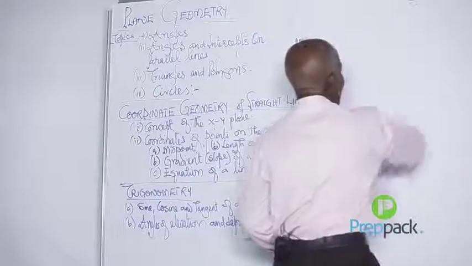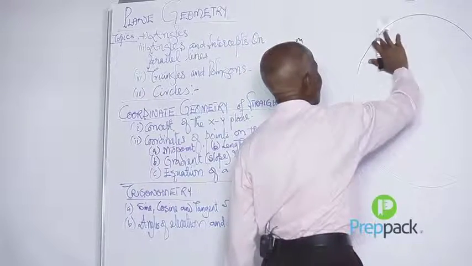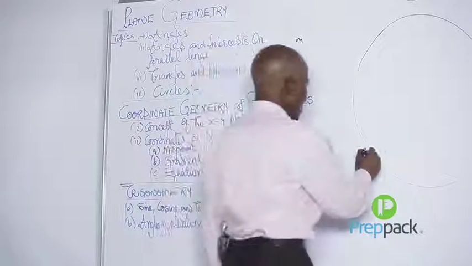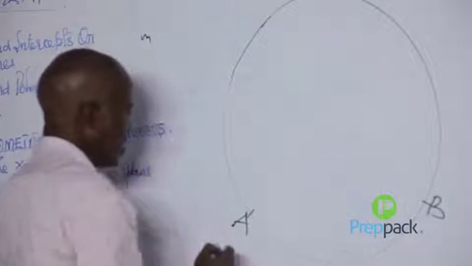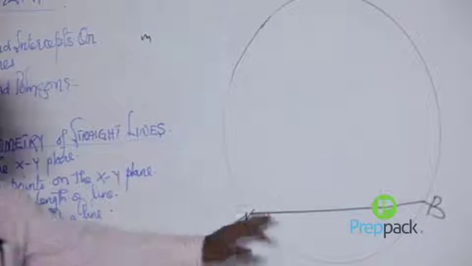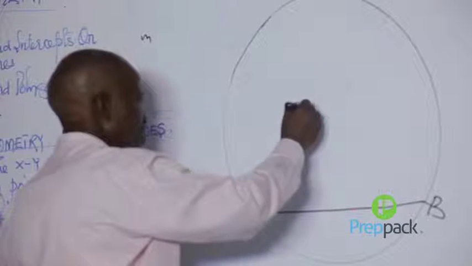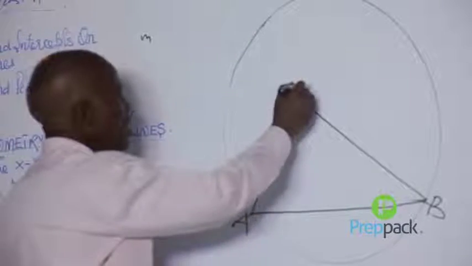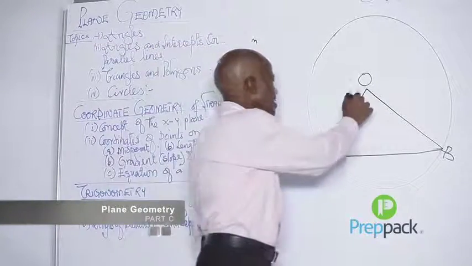When we have a circle, this is a circle. If we call this arc A, B, that is arc AB, and this is the chord AB, and this is the center. The center is denoted by O. The chord carries or sustains an angle theta.